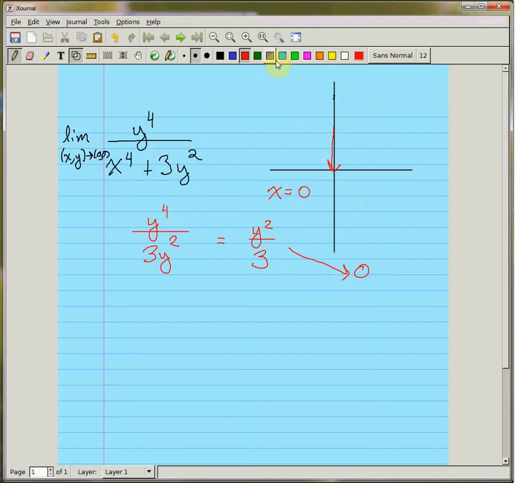What about approaching 0 on the x-axis? We should see if we get a different number. So what does this mean? Well, if you stick on the x-axis, it just means that you're setting y equal to 0. I have a feeling you can't see that very well.